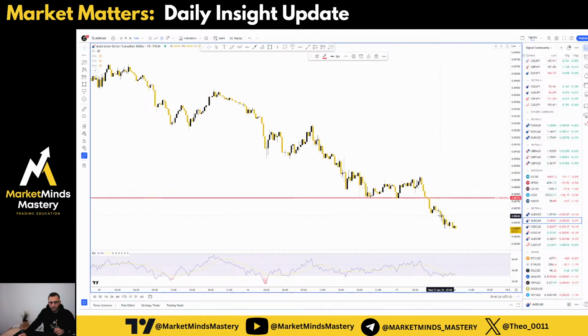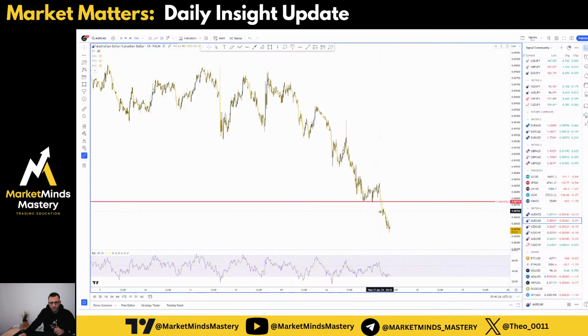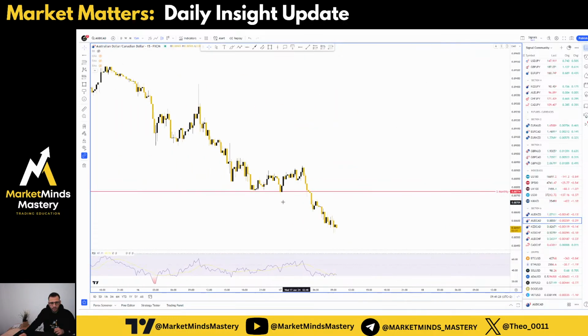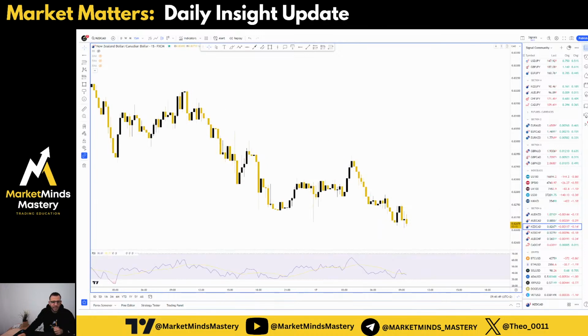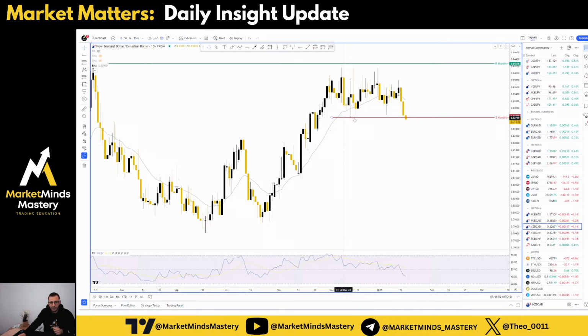The way to enter the market is either on the lower time frames, like this one, for example. So if price continues to make lower highs and lower lows, we can trade the swings. Okay. New Zealand Canadian dollar, fairly similar. It's at support. We need to see a break below the support.